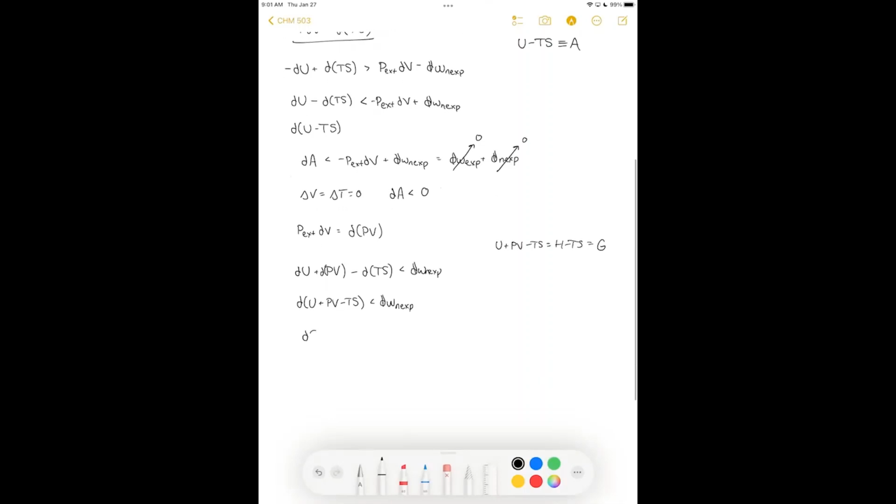So we'll say here that dG is less than the non-expansion work. And if there is no non-expansion work, it is less than 0, if no non-expansion work is possible. So we can do a couple of things with our Gibbs free energy. One, we can say, okay, if there's no non-expansion work, then if I have a negative change in Gibbs free energy, I will have a spontaneous process. And that is a common way in which we'll use this, and you used it this way in the past.